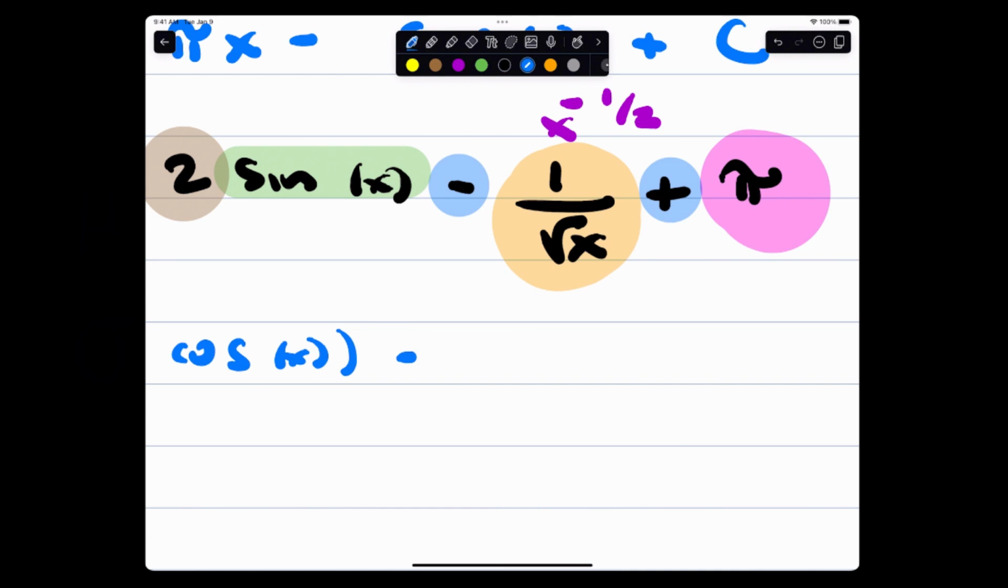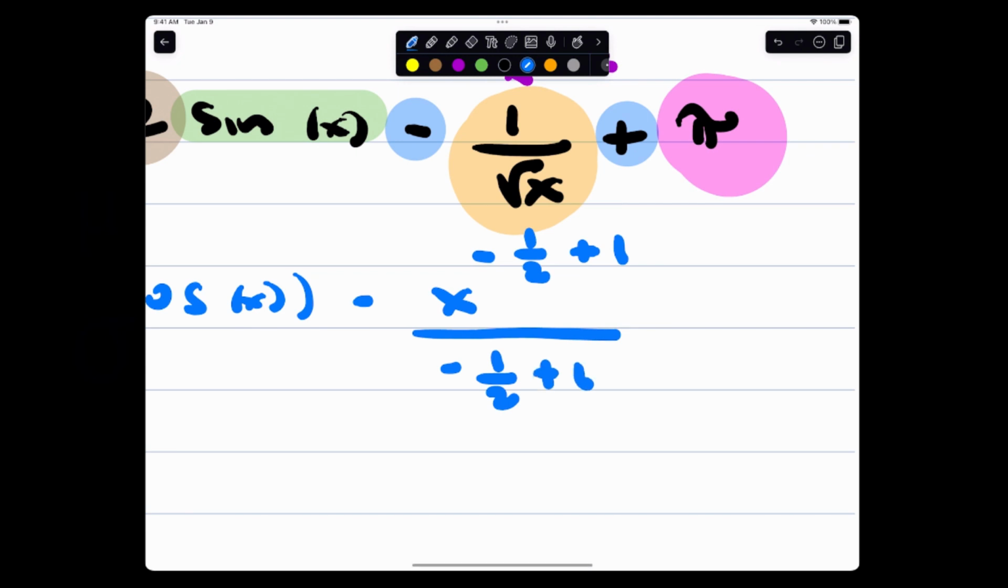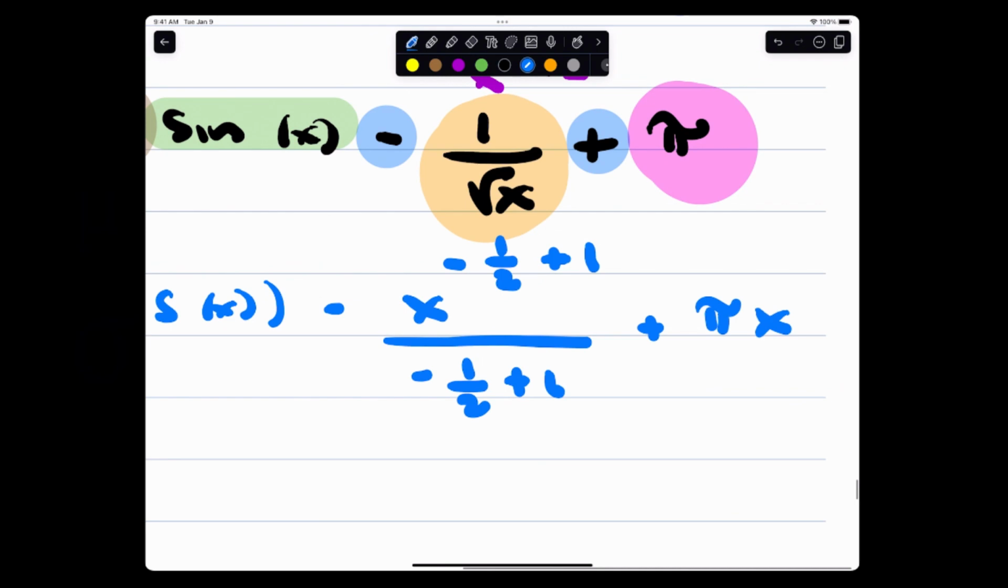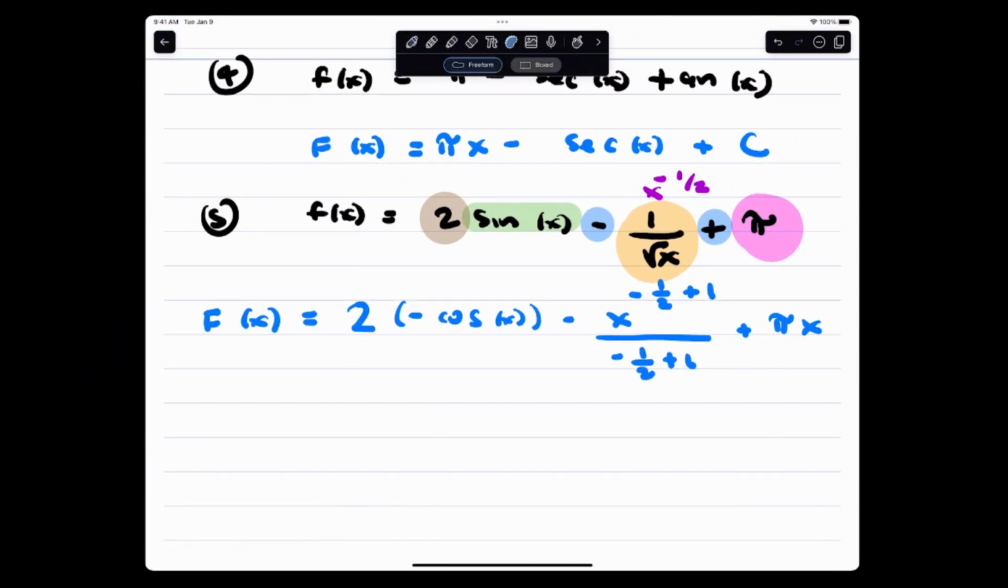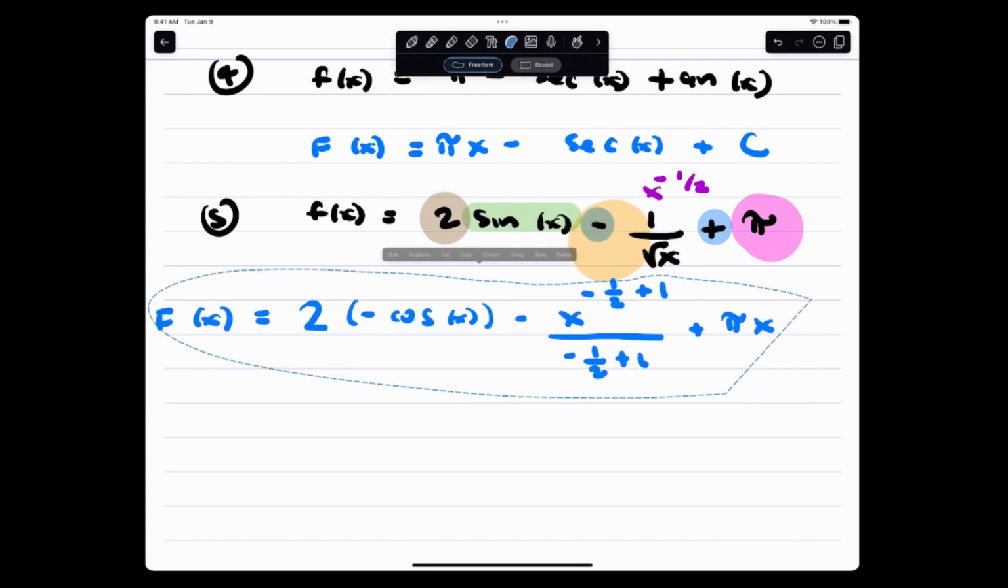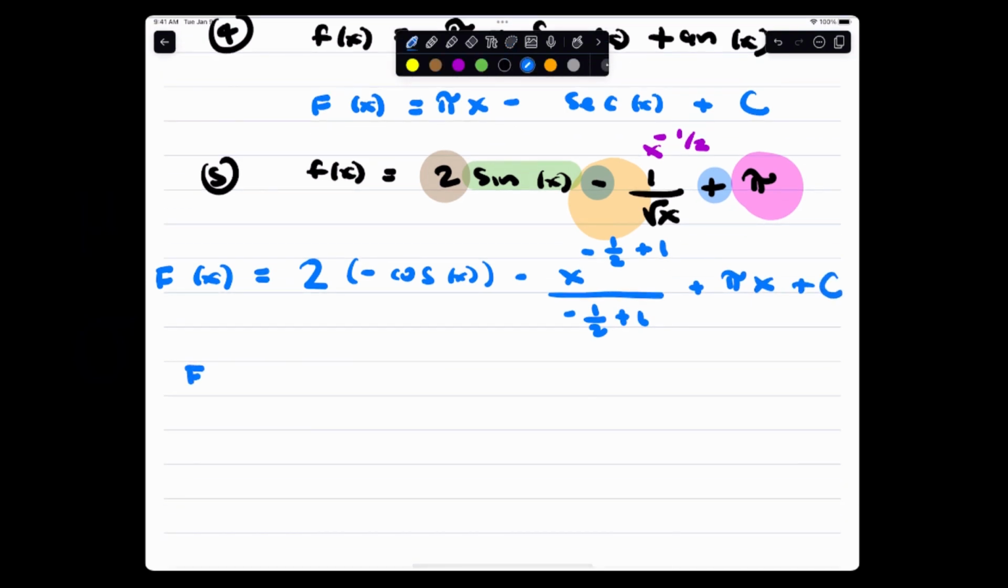Yeah, I'm going to do some arithmetic. So I have to know, if you wanted, it's negative 1/2 plus 1 over negative 1/2 plus 1, and then plus your pi x. Is that true? Then don't forget to add your what? Constant. So let me move everything over. All right. Okay.